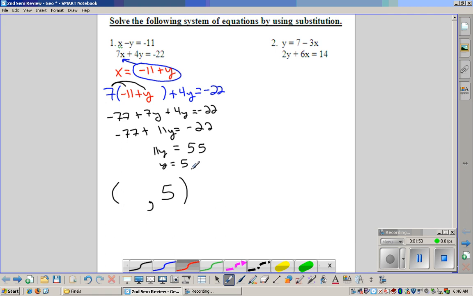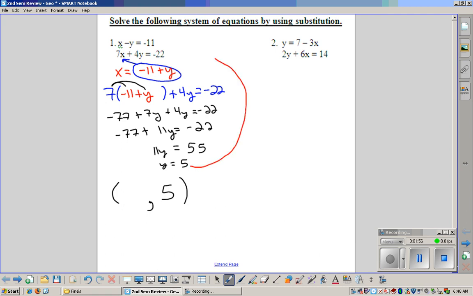So you'll do that by taking y and plugging it into one of the equations. I think it's easiest to plug this into this equation. Okay, so we have x minus 5 has to equal negative 11. And when we add 5 to both sides, we get negative 6 for x. So the answer is right here.